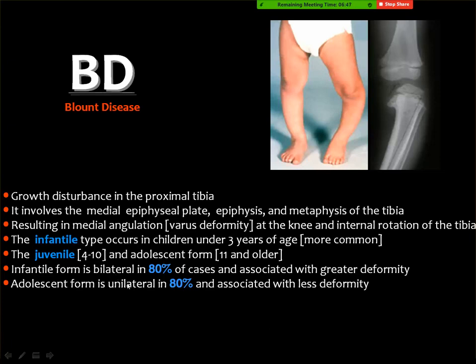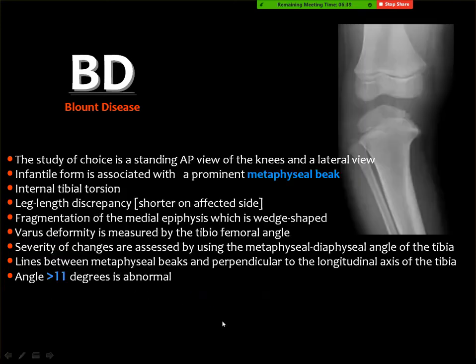The infantile form is bilateral in about 80% of the cases. The adolescent form is unilateral in about 80% of the cases. And the disease is diagnosed very easily by the plain film, and you get the prominent metaphyseal peak of the tibia, and a small size of the medial part of the tibial epiphysis, leading to inward deviation of the leg, which is known as the varus deformity.